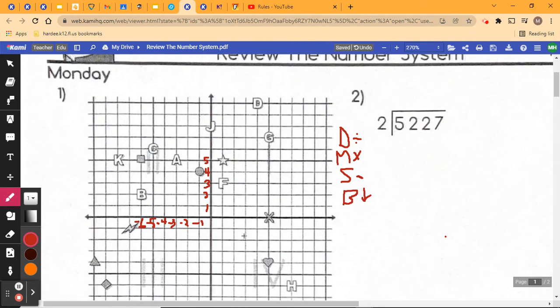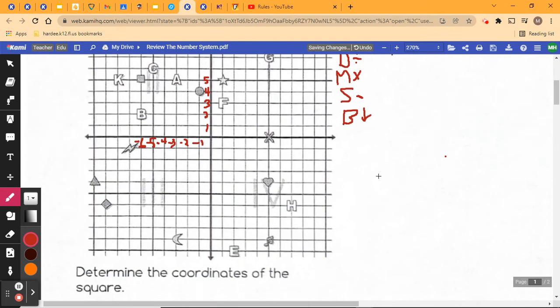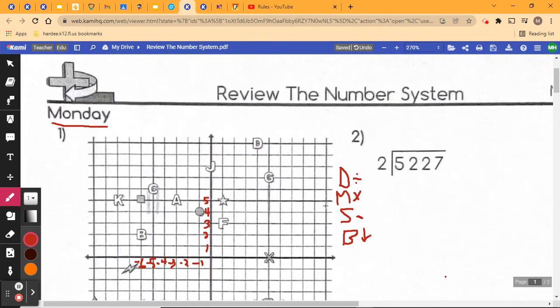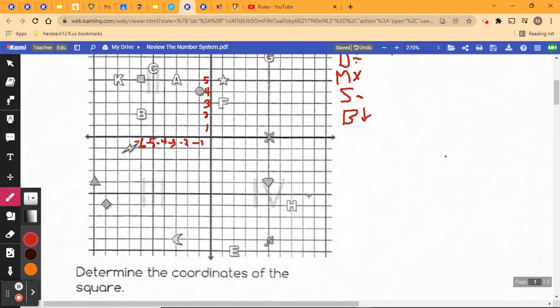Okay, so copy what I write down. For number 1, make sure you're looking at Monday. Today we're only doing Monday, which is 1 through 4. It says determine the coordinates of the square.